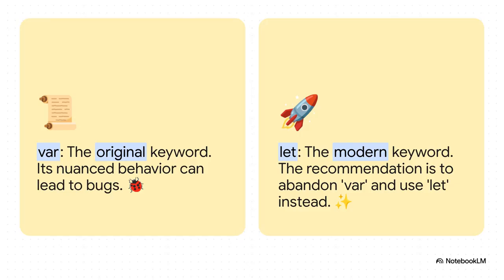Simple as that. Now, to make one of these variable buckets, you have to use a special keyword. For a long time, that keyword was var. But honestly, it had some weird quirks, some behaviors that could lead to some really frustrating bugs. So today, the modern way, the way we all should be doing it, is to use the keyword let. It's just way more predictable and a whole lot safer.